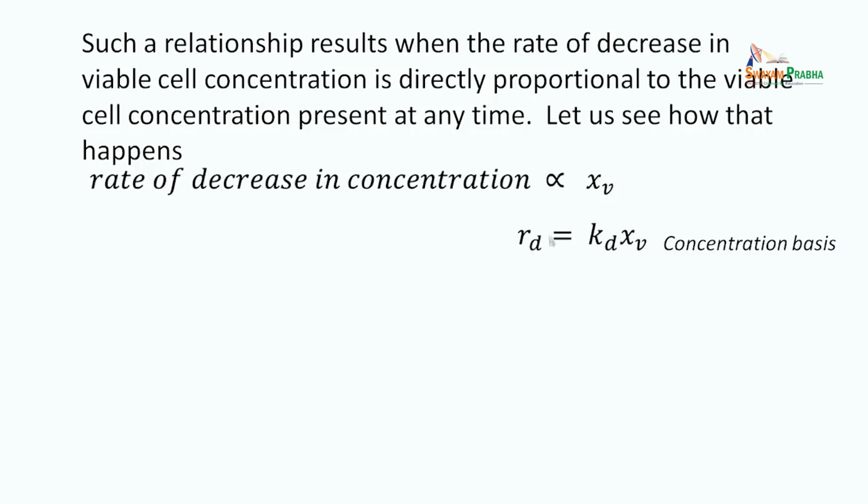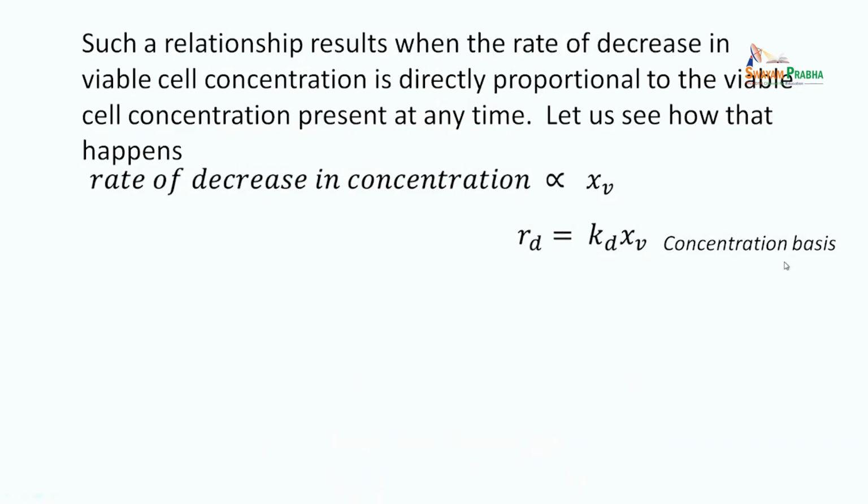Note that this R d is rate of decrease in concentration, which is the concentration decrease per unit time, mass or number of cells per unit volume per unit time, that is the unit here. Therefore, the basis is the concentration basis. We need to remember this.